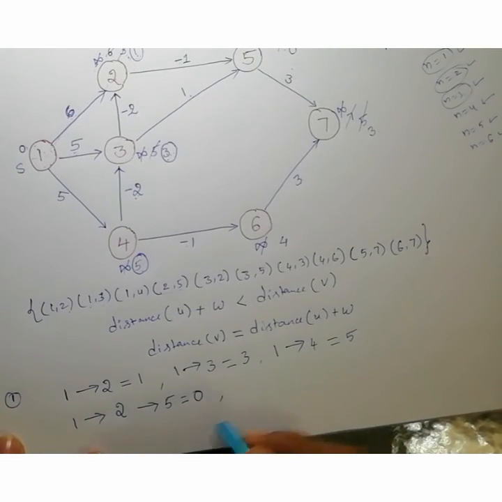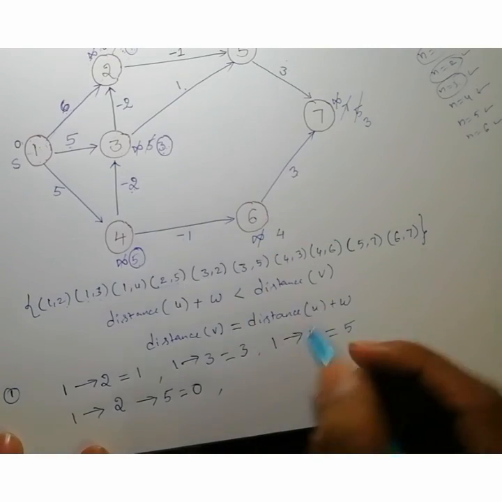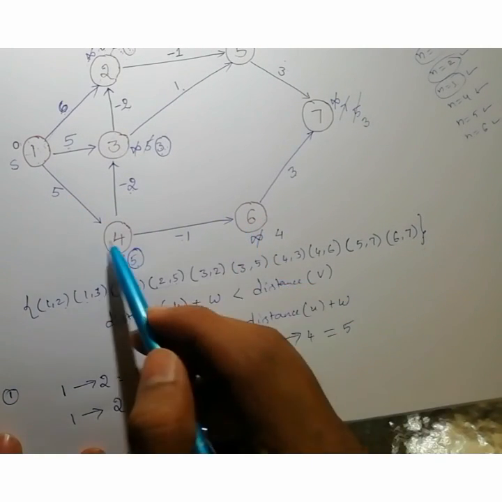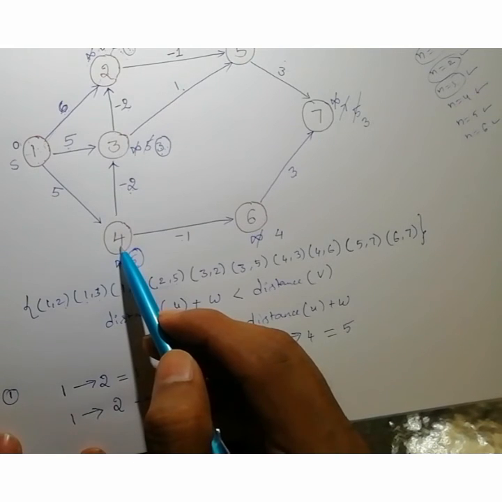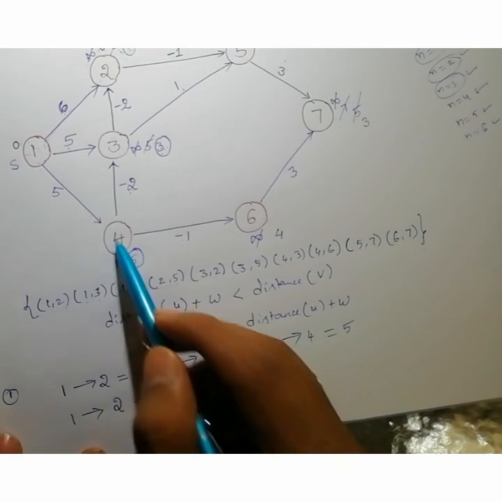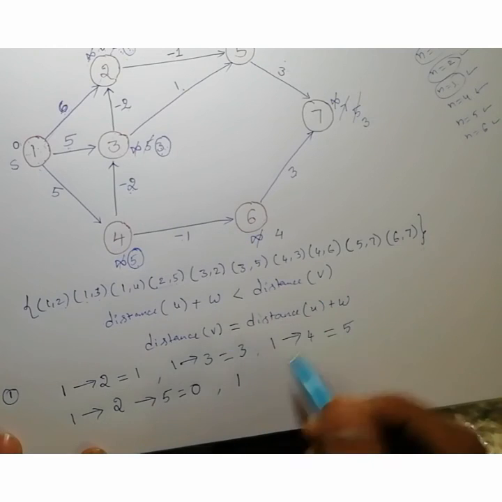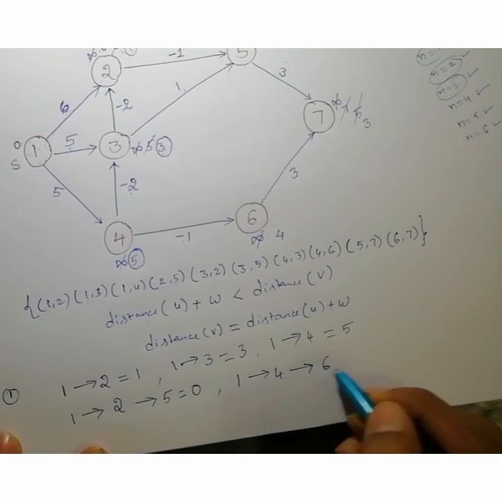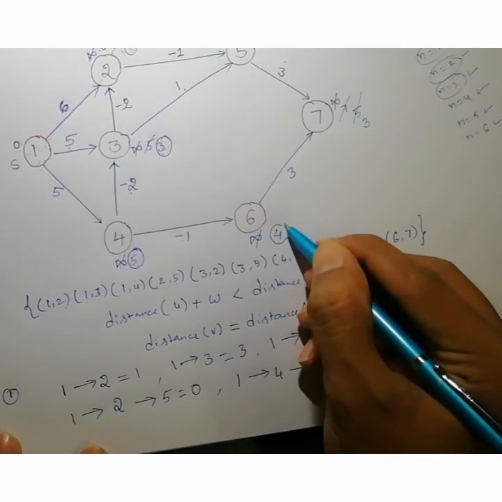Again, what is the distance from 1 to 6? Do we have a direct edge from 1 to 6? No. So we have an indirect path, an intermediate node connecting with 4. 1 to 4 and 4 to 6. 1 to 4 and from 4 to 6. What is the distance? 4.